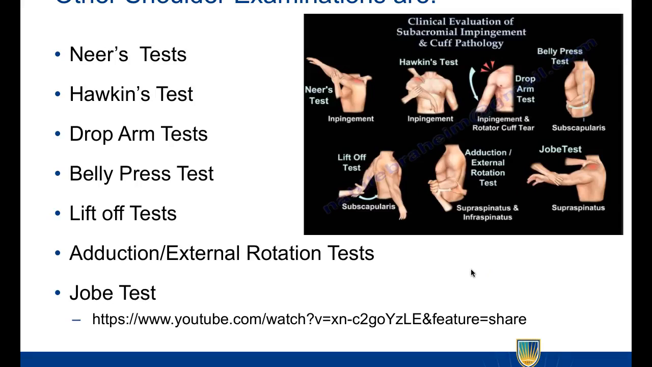Shoulder examination includes other tests, such as Neer's test or Neer's impingement test, Hawkins test, drop arm test, belly press test, lift off test, adduction external rotation test, and Job's test. For detailed video impressions of all these tests mentioned above, please click on this link for in-depth details.